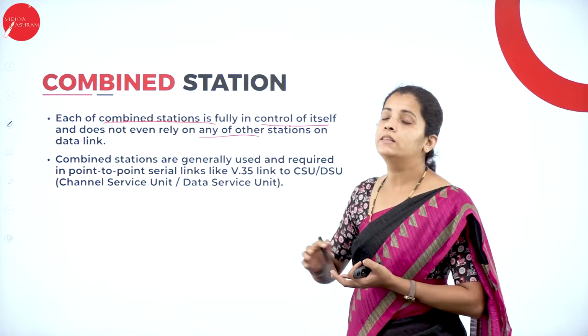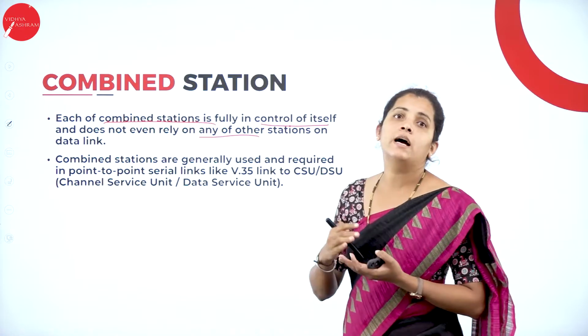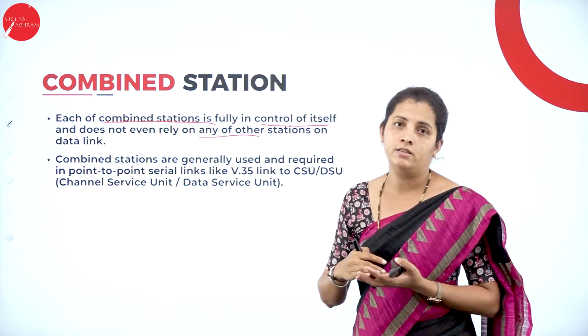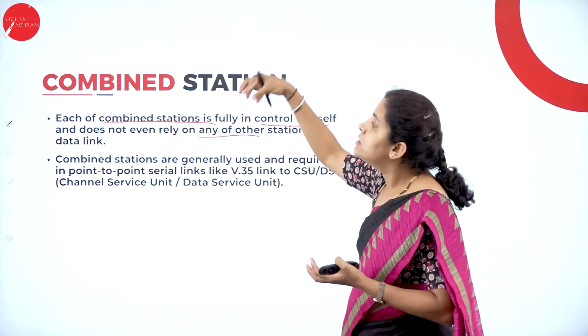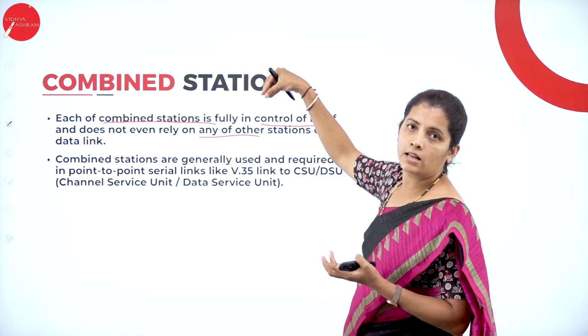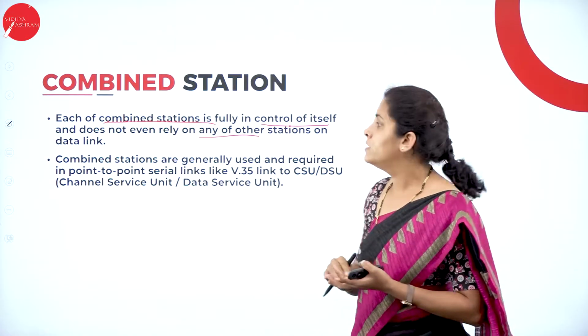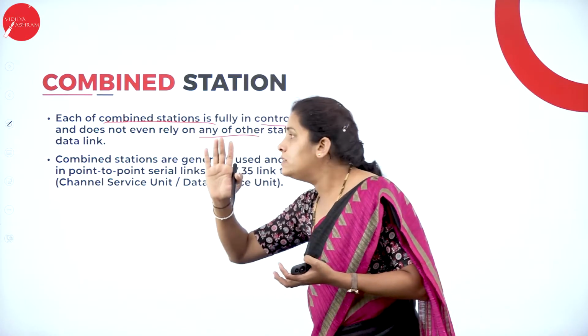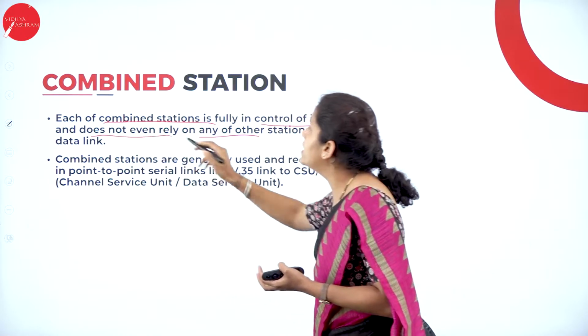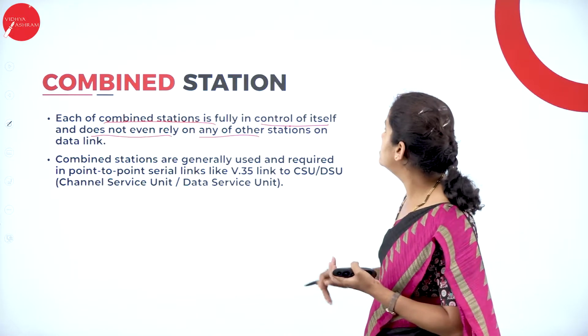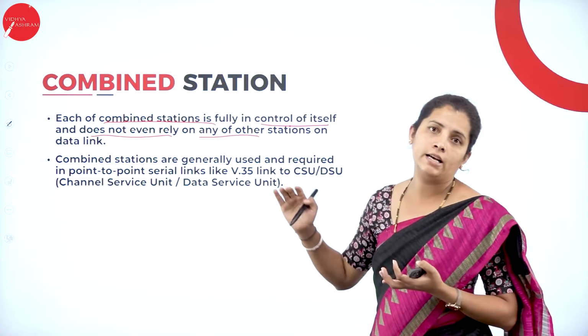That means whatever station comes under the combined station, they are in full control of themselves. That means they do not come under any other station. So whatever combined stations are there, they are controlled by themselves, and they do not rely on any other stations on the data link.